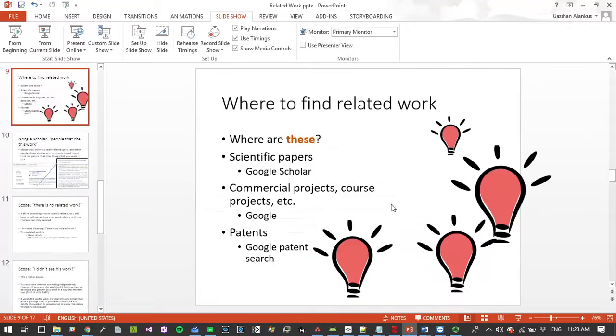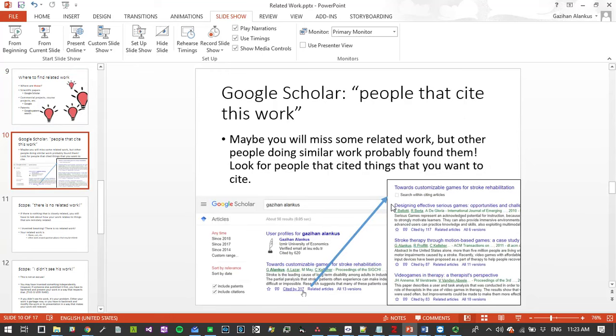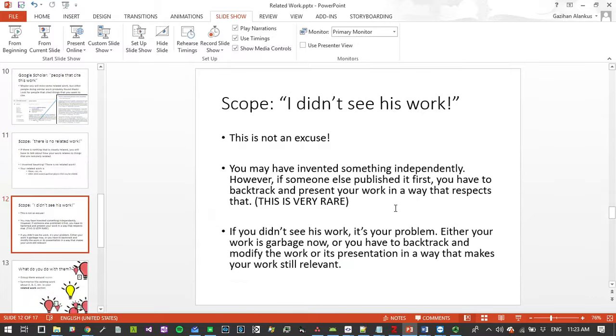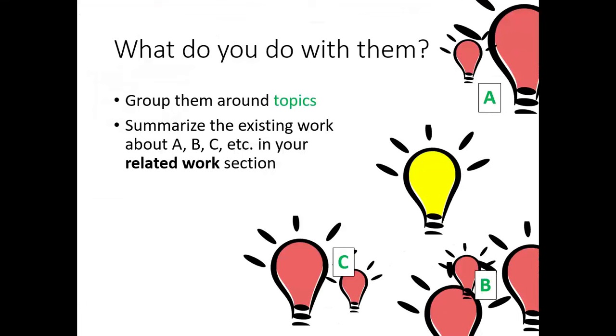So that was about the first item, scientific papers. You find them through Google Scholar. You look at the other work that cites that work to find more and more. And you cannot say there's no related work, or I didn't see that work. You have to find them. If it comes up later, you have to maneuver so that you make up for your mistake.